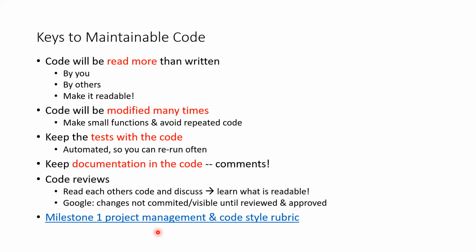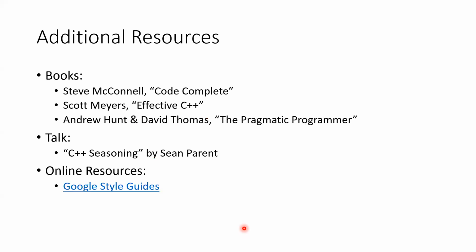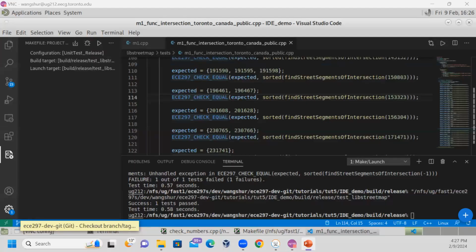So the project management and code style rubric is on Quarkus, so that you can check. All of the TAs will mark with that rubric. And there are just additional resources that we have. And we have the Google style guides. And that's it for today's tutorial.